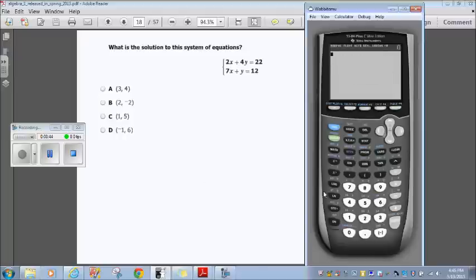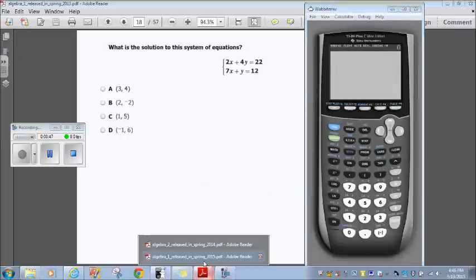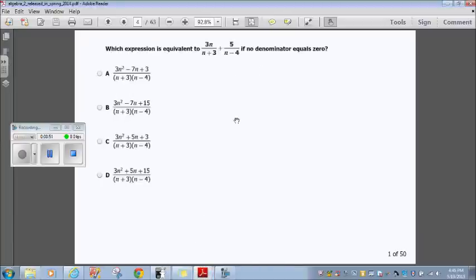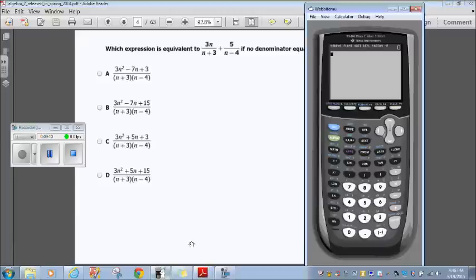Okay, now there's one other calculator trick I want to show you guys here that you are allowed to use on the SOL. Okay, let's look at this one. This is for algebra 2, guys, but you can use it for algebra 1 too if you have a similar question. Which expression is equivalent to 3n over n plus 3 plus 5 over n minus 4 if no denominator equals 0? Now, using the store function on your calculator can help you solve this.